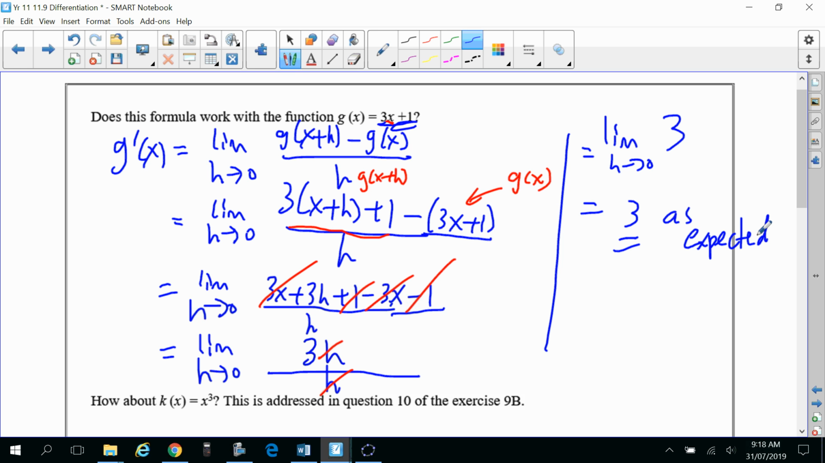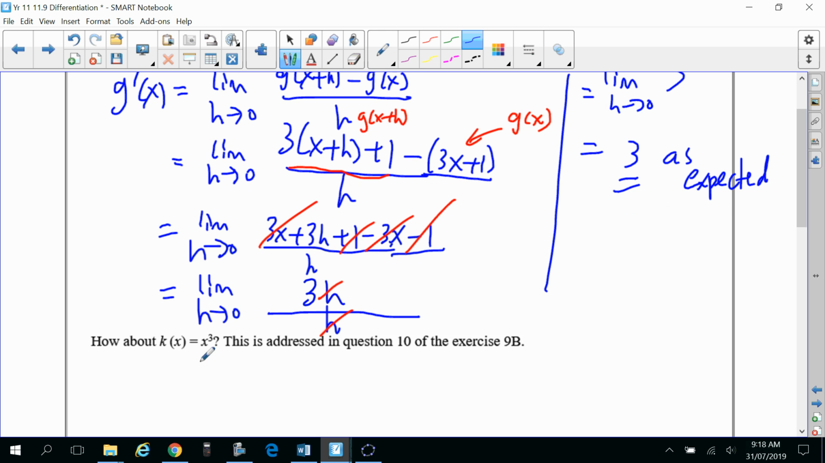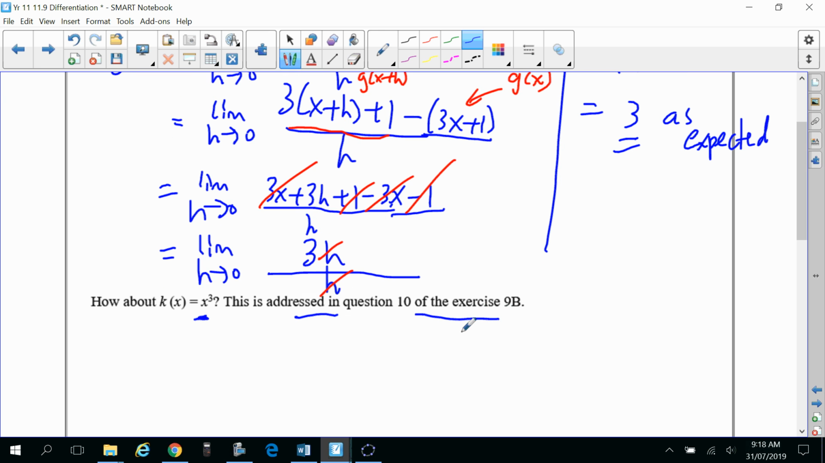Cool. All right. And the next question is, would it work for x cubed? Of course it will. This question will be addressed in exercise 9b. So when you do exercise 9b question 10, you get to do that. But I'll leave the excitement to you. But let me get you started. So you just go, k dash is the limit as h approaches 0 of k(x plus h).